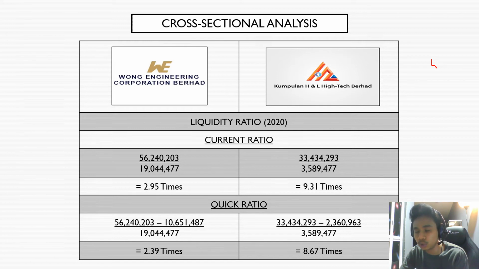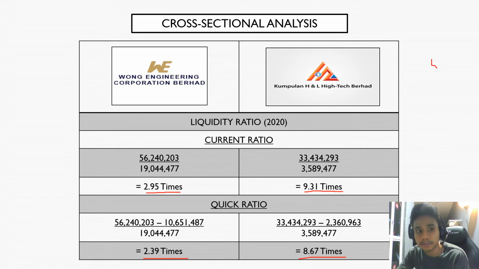For the liquidity ratio 2020, the current ratio shows that Kumpulan H&L High-Tech Berhad has a higher current ratio than Wong Engineering Corporation Berhad. This shows that Kumpulan H&L High-Tech Berhad has a higher ability to pay off its current liabilities. Next, for the quick ratio, it shows that Kumpulan H&L High-Tech Berhad also has a higher quick ratio than Wong Engineering Corporation Berhad. This shows Kumpulan H&L High-Tech Berhad's ability to meet its short-term obligations with its most liquid assets.